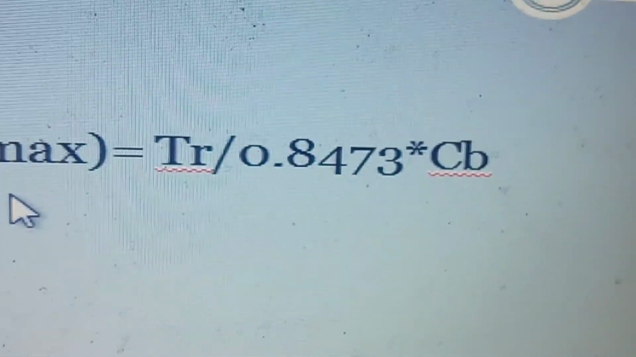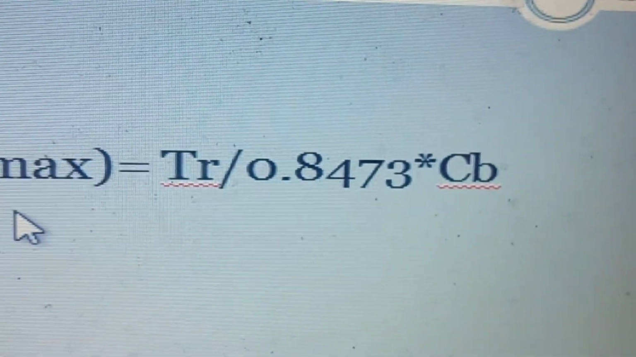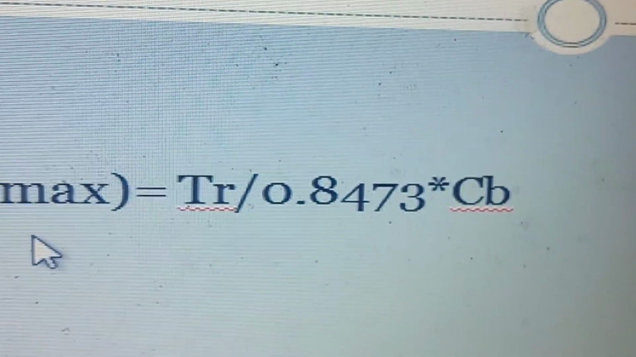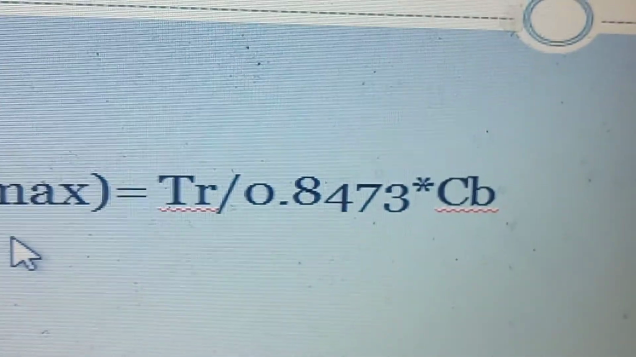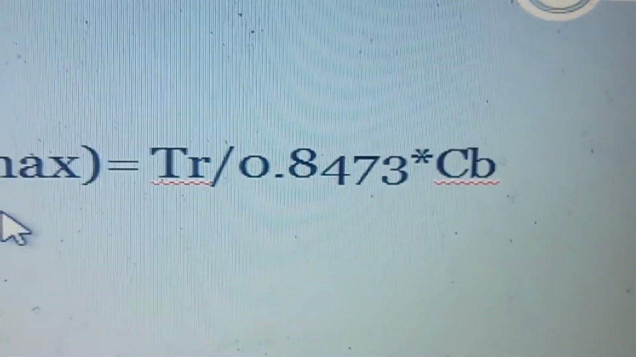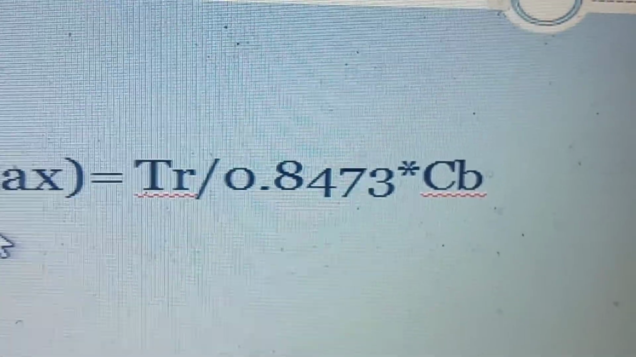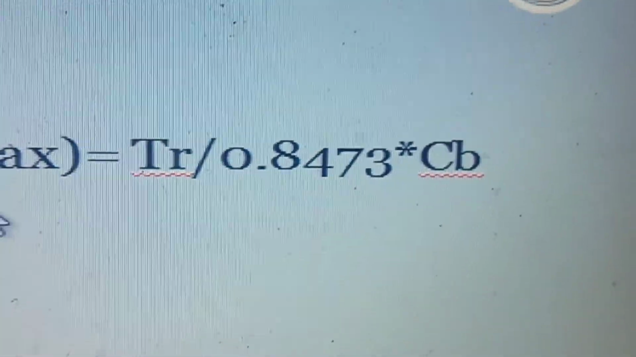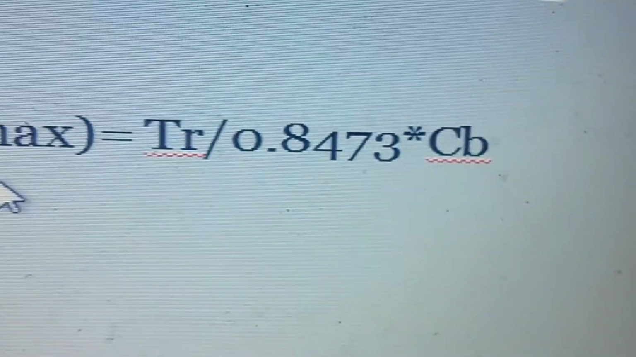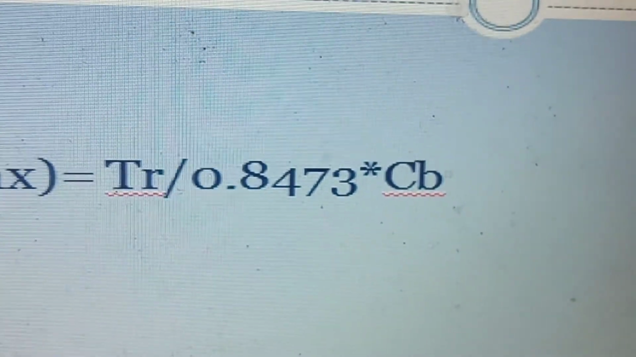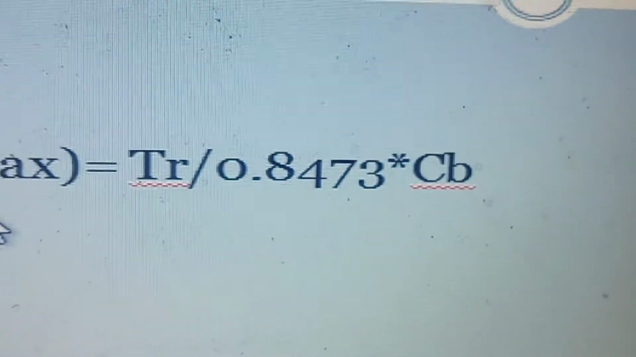Now we know the SDA and SCL rise time, that is called TR, and we need to substitute it here, 100 nanosecond divided by 0.8473 times CB. CB we also know, which is 150 picofarad. We can substitute and get the pull-up resistor maximum. According to the minimum and maximum only, you have to choose the pull-up resistors.